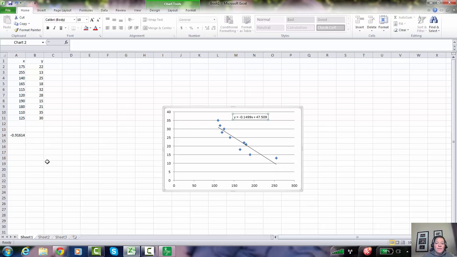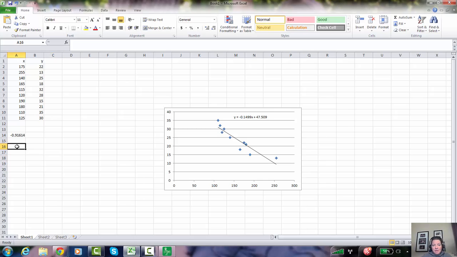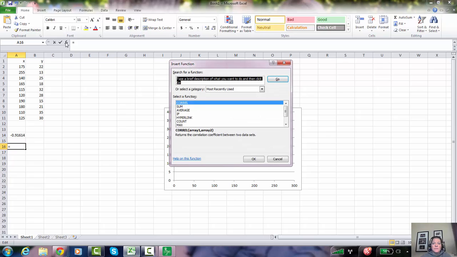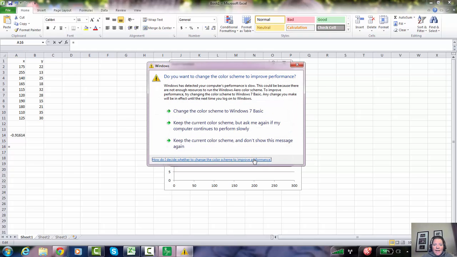Okay, then how do I find my R? There's my equation of my line. What I do is I'm going to go to Formula, and if you want, you could put in correlation coefficient, and you'll get this one recommended, CORREL. So we push OK.